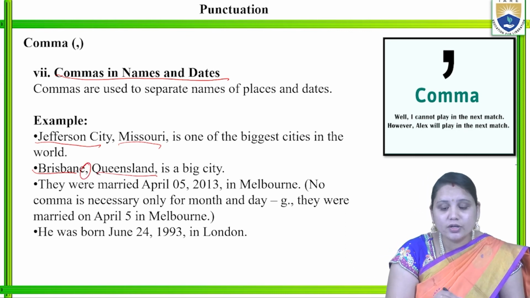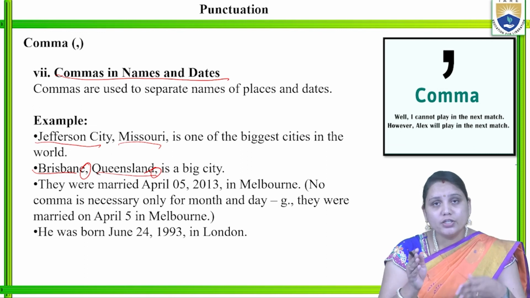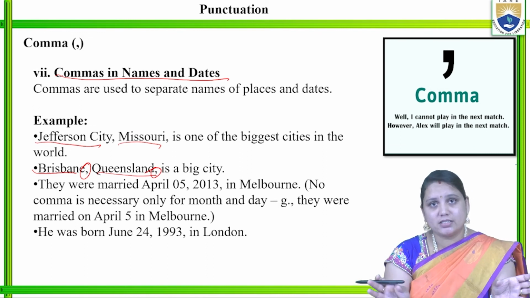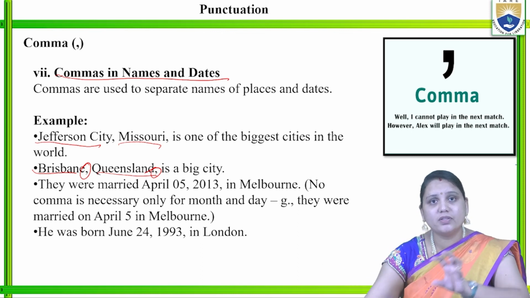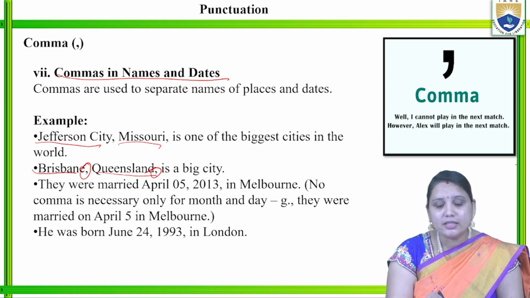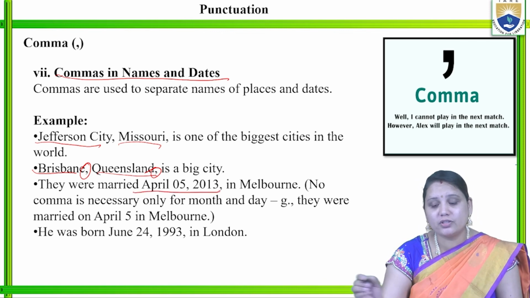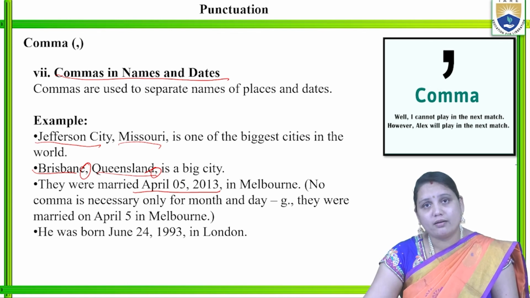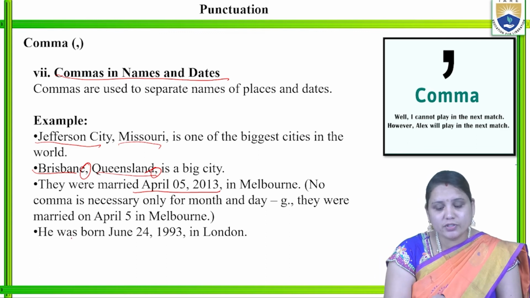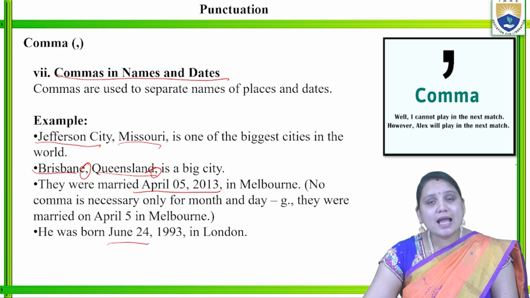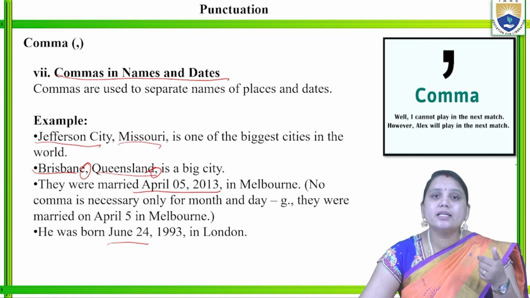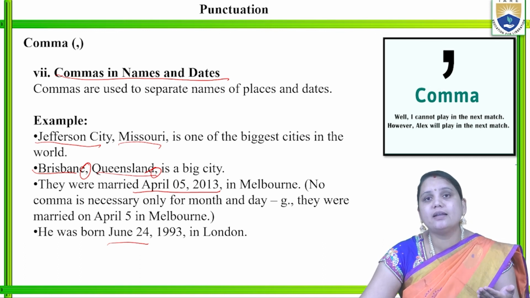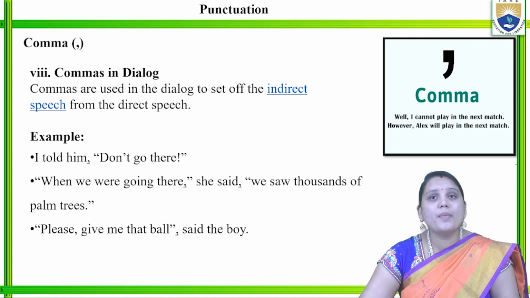So, we are using the commas here to segregate the places. Give the difference between these two places coming together and the way of the same categorical element there. They were married April 5th, 2013 in Melbourne. Isn't it? No comma is necessary only after month and day. He was born June 24, 1993 in London. This is the way we use in separating names and names of the places and dates with the usage of comma.